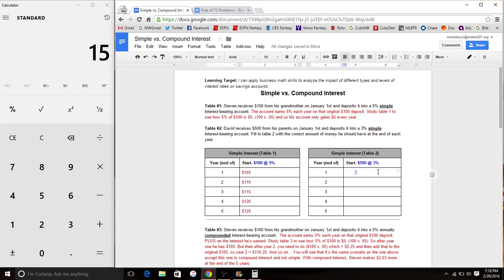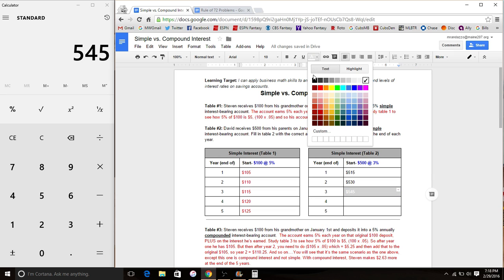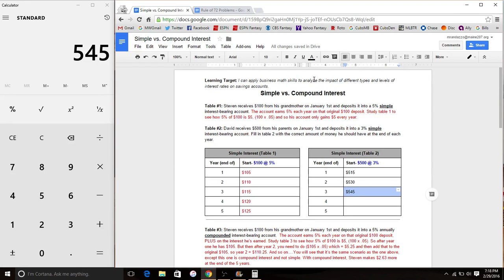So at the end of year 1, he's going to have $515. Okay? And then at the end of year 2, he adds another $15 to that. So he'll have $530. Alright? Then the next year, he's going to get another $15. So now he'll have $540. So you see how this just keeps going up by $15 because he just put $500 in. He's not touching it. Okay? And it's going to go up by $15 every time.